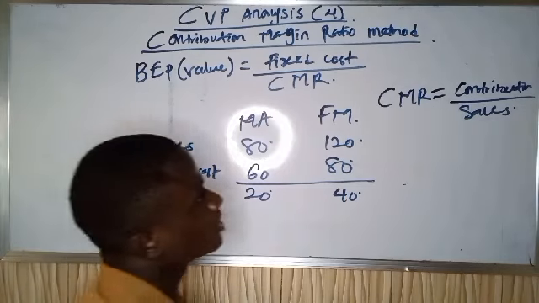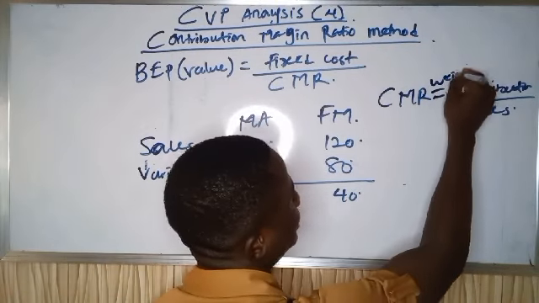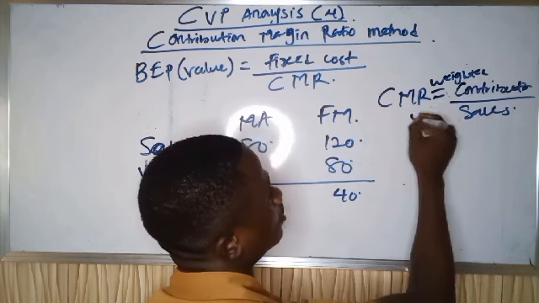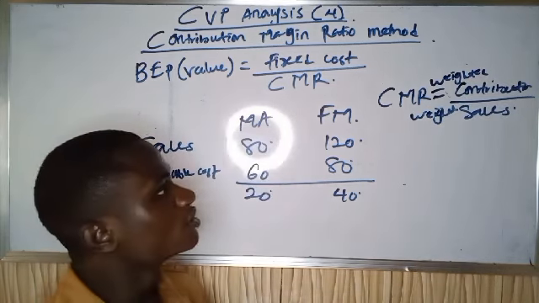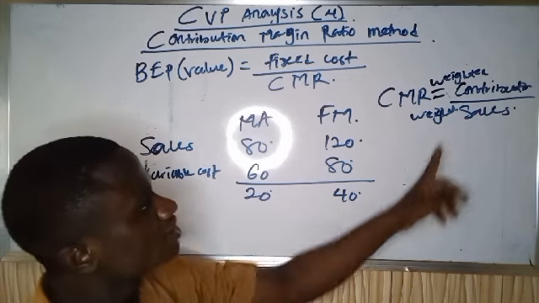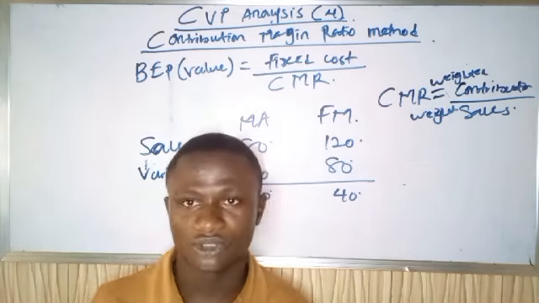That is why it is called weighted. So at this point, it's not just contribution anymore, but weighted contribution and weighted sales. That is what we call it. So you are not using contribution for a product, you are using contribution for the two products. How are you going to use it?